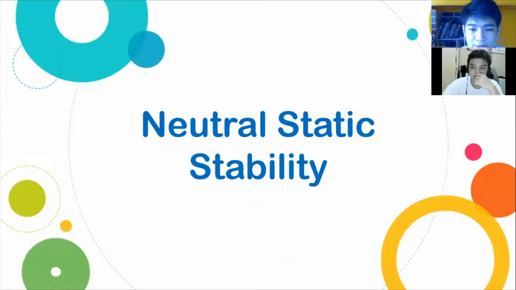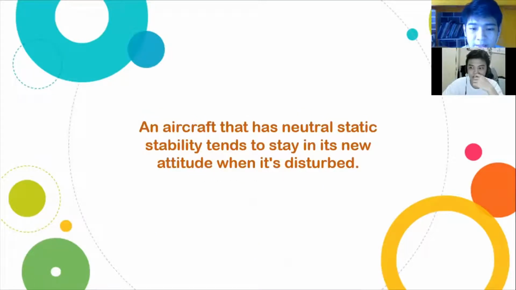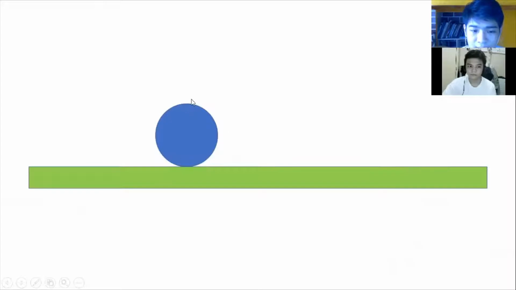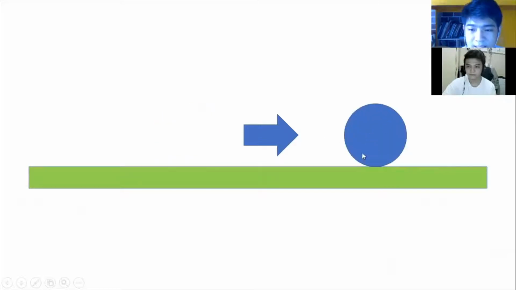So, next is yung neutral static stability. An aircraft that has neutral static stability tends to stay in its new attitude when it is disturbed. So, for example, meron tayong table, then meron tayong bola sa ibabaw nun. Pag minove natin yung bola na yon sa right side, mag-i-stay yung bola na yon kung saan natin siya minove. So, ganun yung neutral static stability.